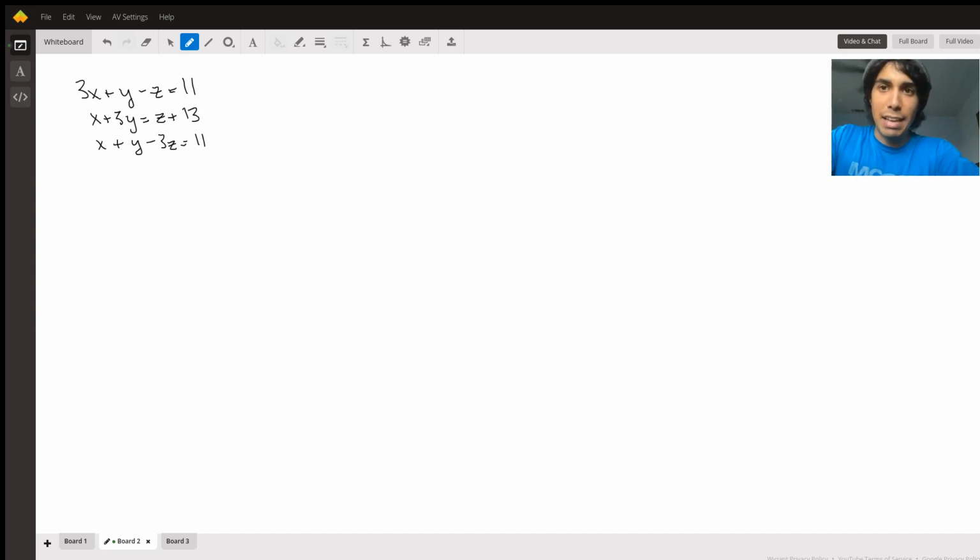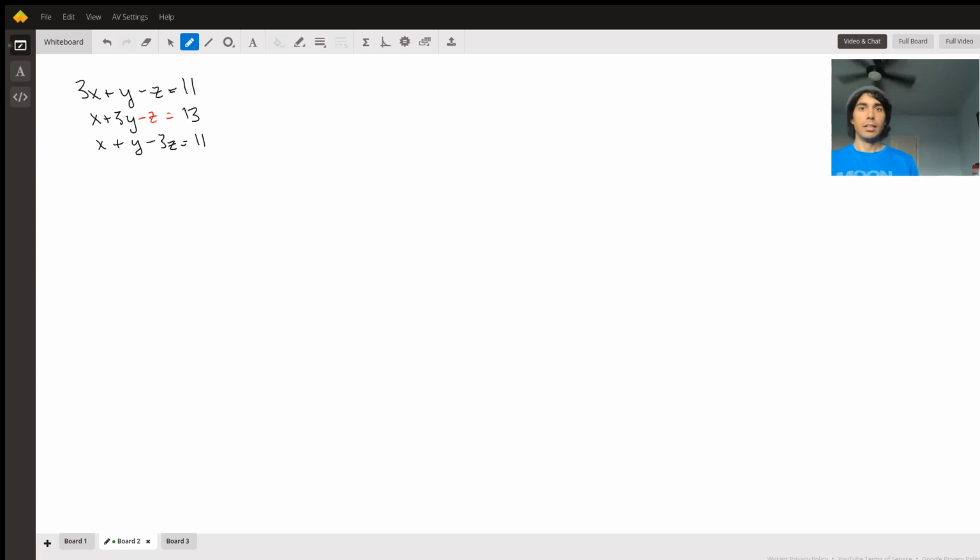So that means on my left side, now I'm going to have a minus z, and then on my right side, that cancels out, right? So by subtracting that z on both sides, I moved it over to the left side of the equal sign. So now it's all on the same side.